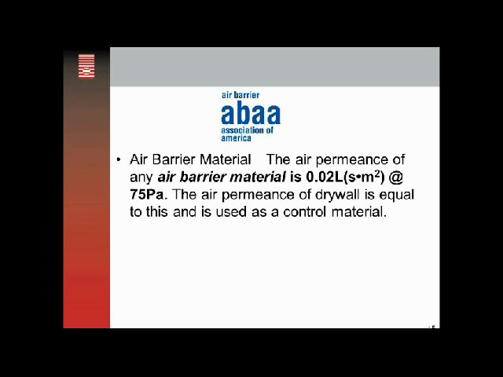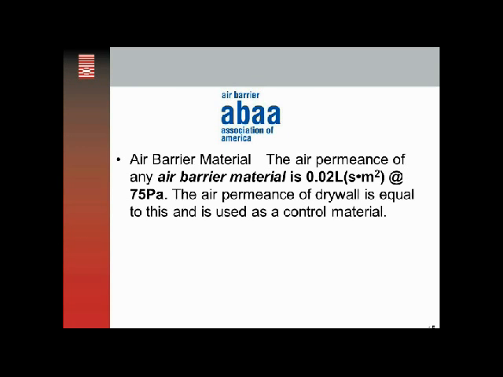An air barrier material is defined by an air permeance metric when tested according to ASTM E2178. If I come in at 0.02 liters per second per square meter at 75 pascals, that constitutes an air barrier material. It also just happens to be the air permeance of drywall, and it's used as a control material.